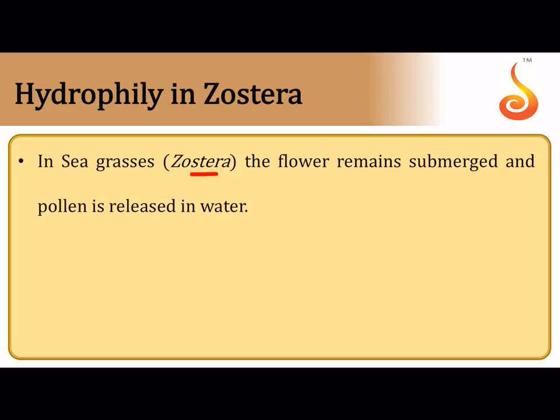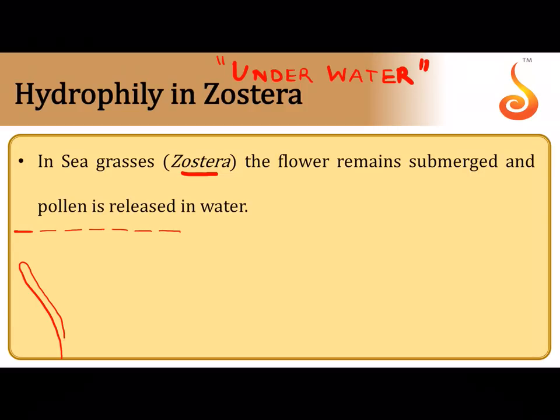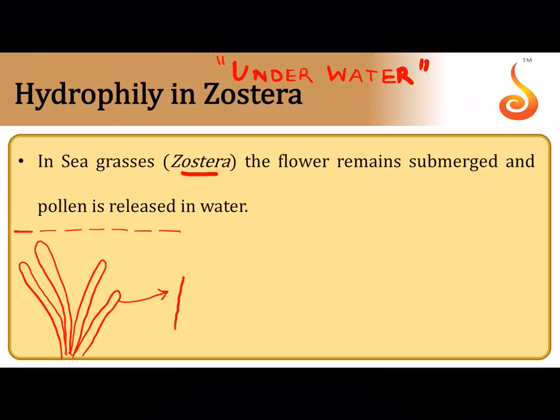In sea grasses like Zostera, pollination happens underwater. Please remember, it is not on the surface of water, it happens underwater. So let us see how it happens. The grass is attached to the underwater. So this is the surface of the water, and this is the grass. It has tape-like leaves. One of the tape-like structures has flowers on it. So let me magnify this tape-like structure.